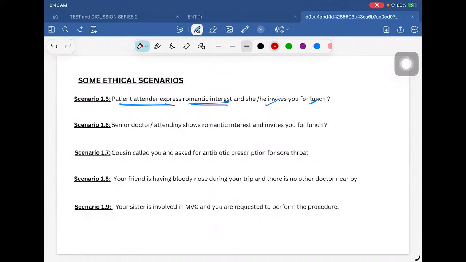Never have any personal relationship with the patient or even the attender. So basically respectfully deny it. Any option that is denying respectfully would be your correct option. All right, a senior doctor or attending is showing romantic interest, and if they invite you for lunch, then what will you do?